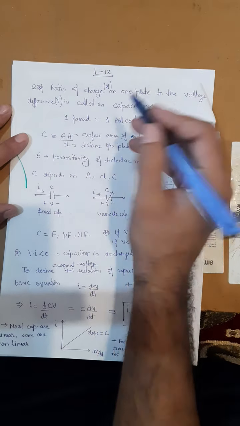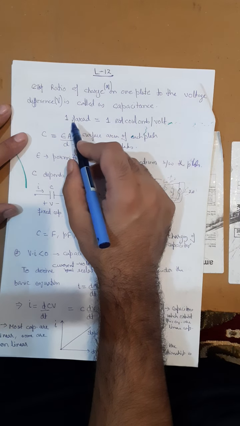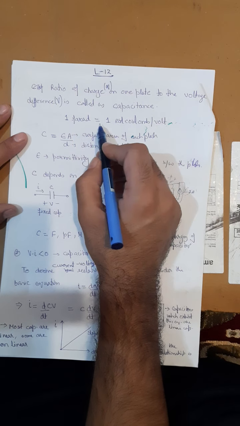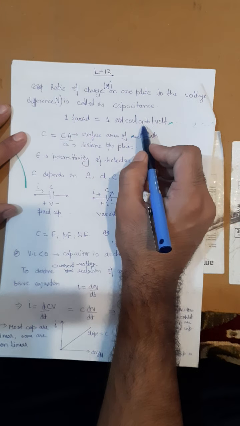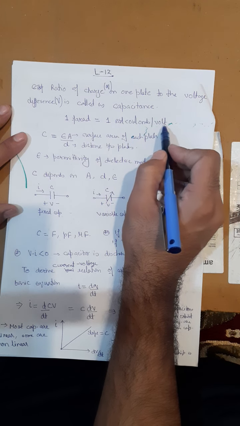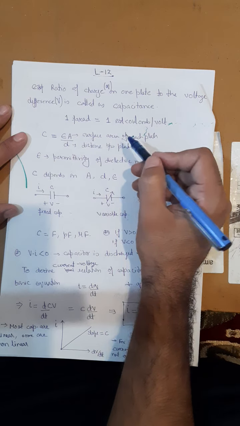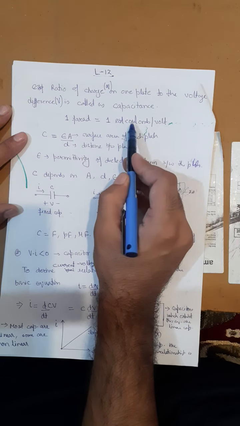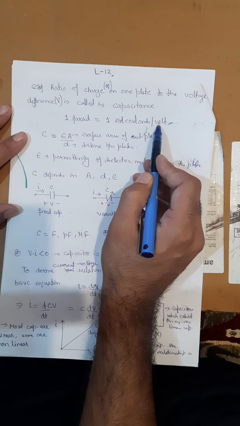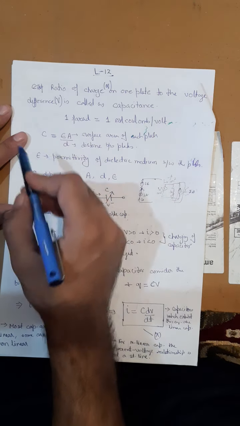So if I have a capacitance of 1 farad, it will be equal to 1 coulomb of charge per volt, because the unit of charge is the coulomb. So 1 farad is equal to 1 coulomb per volt. Now I was talking about the capacitance.